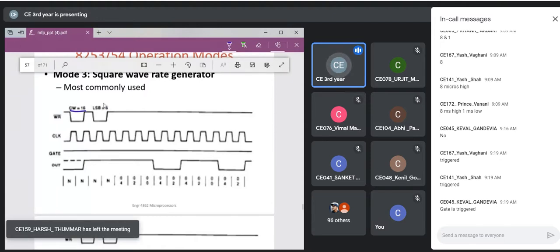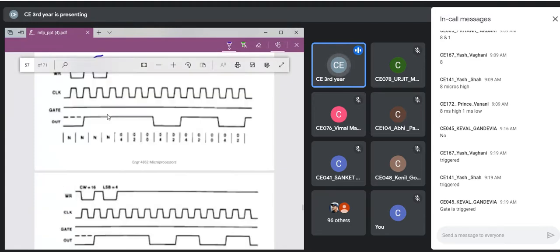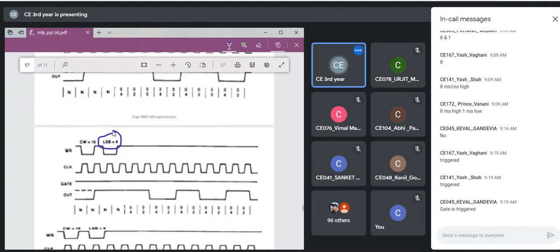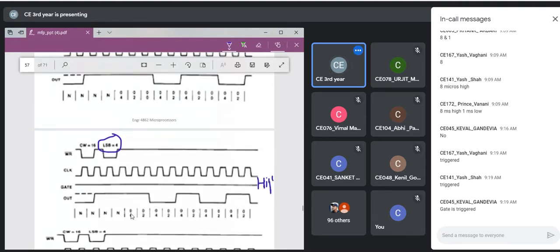So according to that, we are writing the LSB. Say I should go for 4 first. Let me start with 4 first. I'm writing the count 4. Okay. Gate is always needed high. Once you write it, it will take one more cycle to load it into the counter.